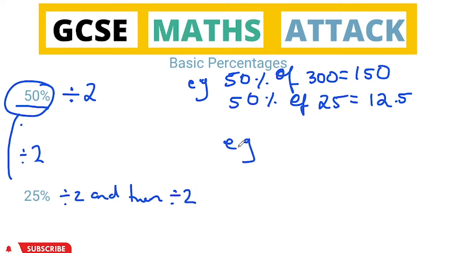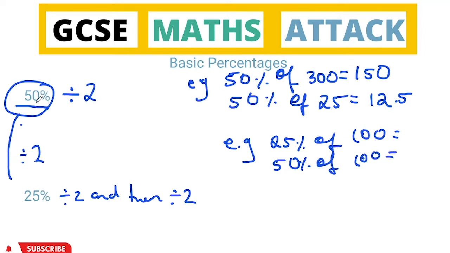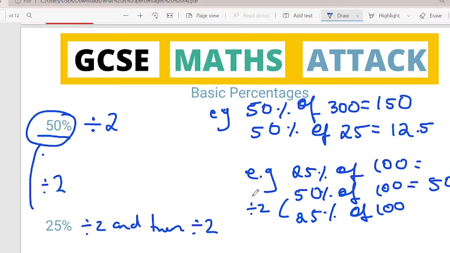Here's an example. 25% of 100. First, I want to work out 50% of 100. Because remember, we need to work out 50% first, which is 50. Then I want to work out 25% of 100. So I had to halve my answer. So whatever I do to one side, I must do to the other. 50 divided by 2 is 25.